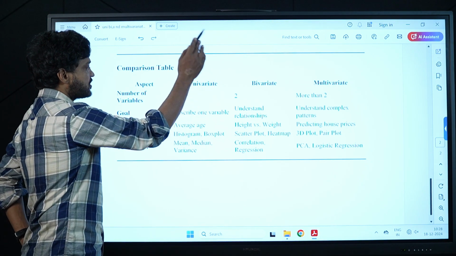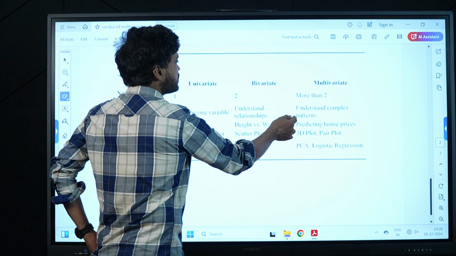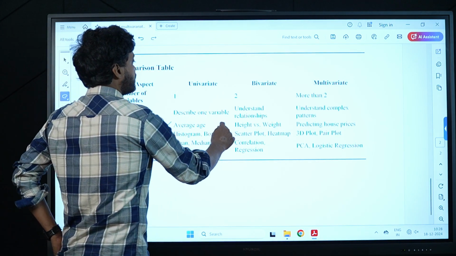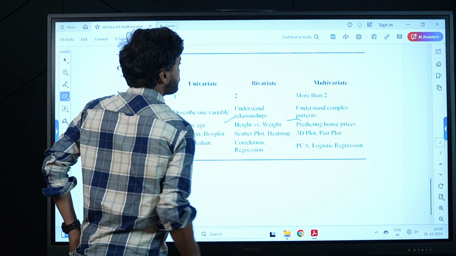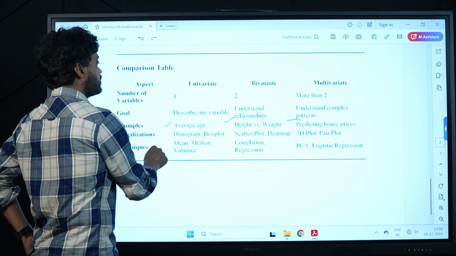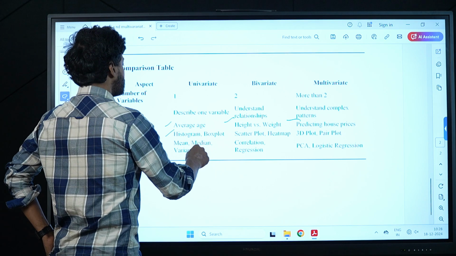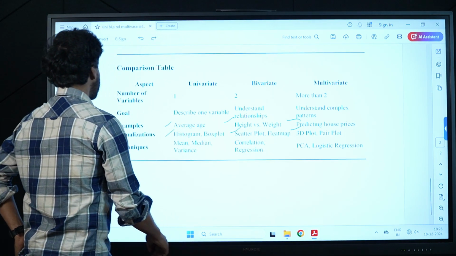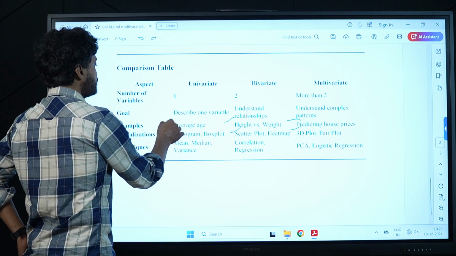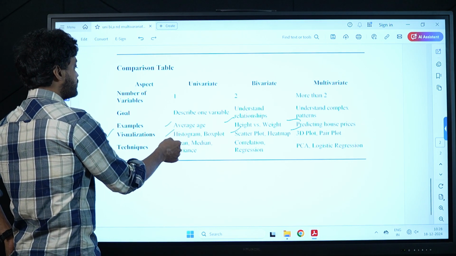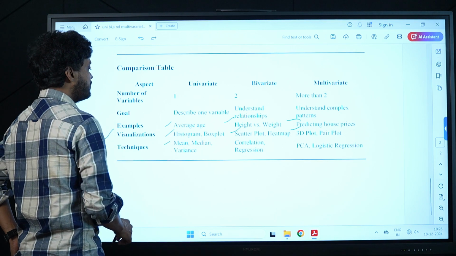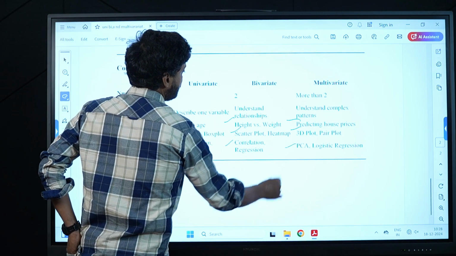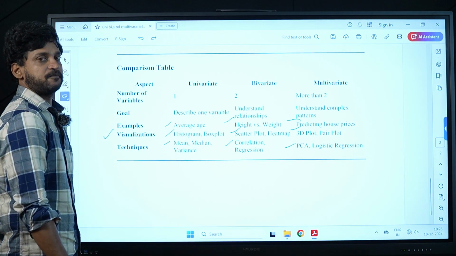They describe single variables, understand the relationship between two variables, and understand complex patterns. Examples are average age, height versus weight, and predicting house prices in the multivariate. Visualization techniques: histograms and box plots, scatter plot and heat map in the bivariate, 3D plot and pair plot in the multivariate. The technique of analysis: we're going to use mean, median, and variance for univariate; for bivariate, correlation and regression; and for multivariate, we use PCA and logistic regression. Thank you.